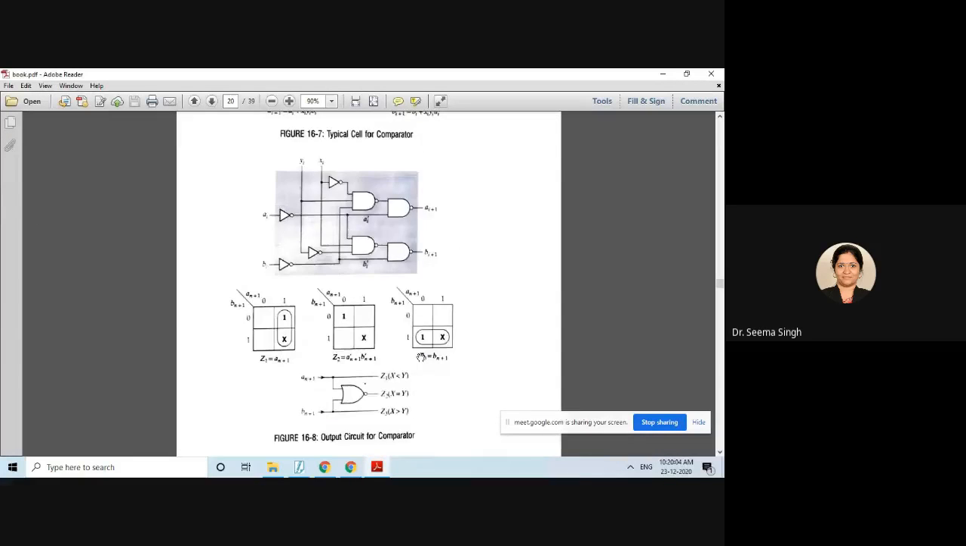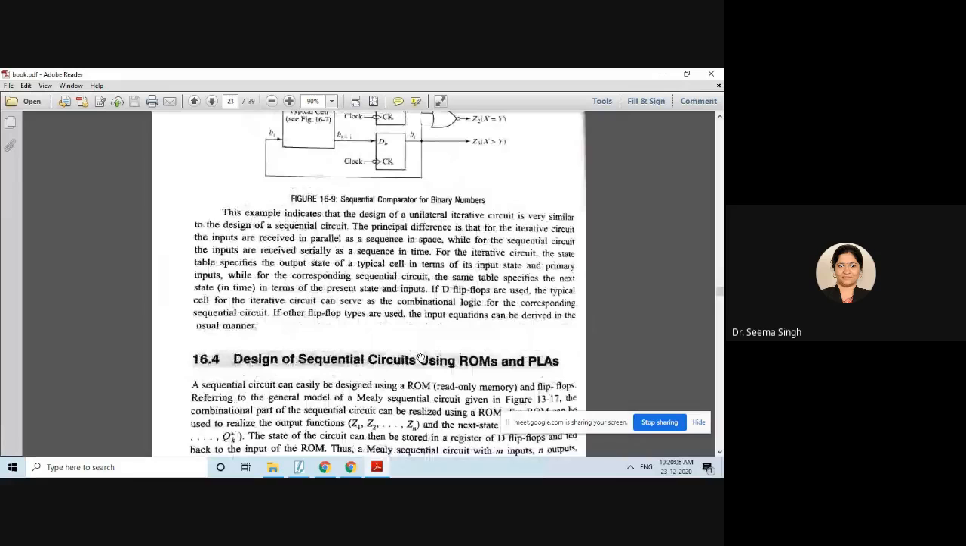Okay, so this completes your iterative circuit. Any doubt, you should ask me.